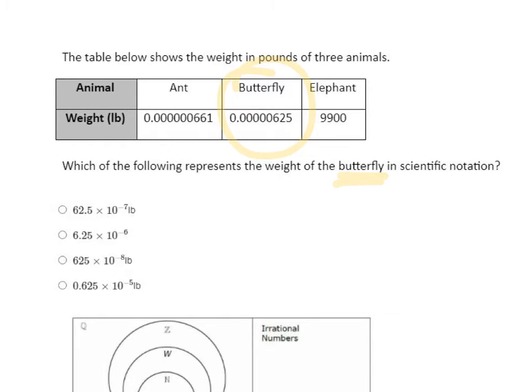Butterfly here. Well, if I'm looking at the butterfly, scientific notation, remember the first factor has to be a number between 1 and 10. So when I just look at that part, I could already eliminate all of my answer choices and pick the correct one, which would be this one. Because 62.5 is not between 1 and 10, 625 is not between 1 and 10, and 0.625 is definitely not between 1 and 10.